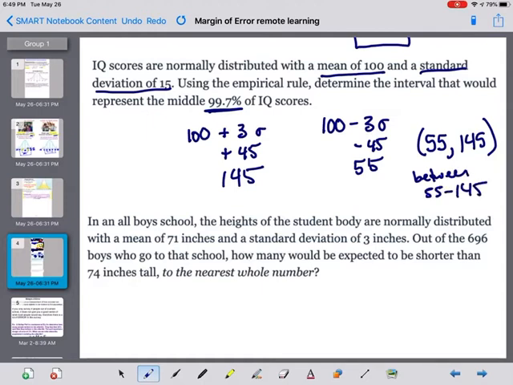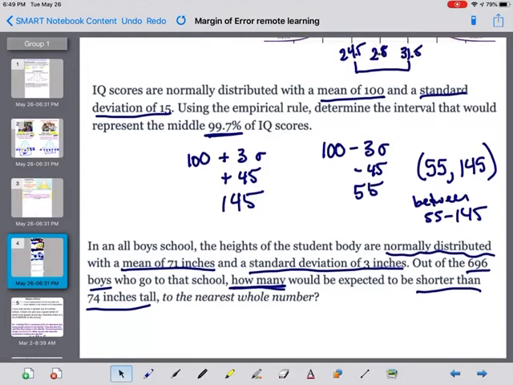Okay. In an all-boys school, the heights of the student body are normally distributed with a mean of 71 inches. And this is so important. If it doesn't say normally distributed, we can't use the empirical rule. And a standard deviation of 3 inches. Out of the 696 boys who go to that school, how many would be expected? So notice it's not a percentage now. We actually want to find out how many people would be expected to be shorter than 74 inches tall.